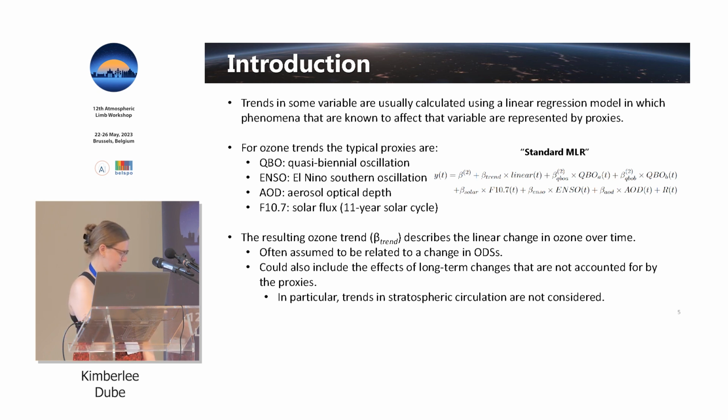And then this, beta linear, the coefficient on the linear trend, is what we're trying to solve for. That's what we call the trend, and this describes the linear change in ozone over time. Typically, we assume that this is related to changes in ozone-depleting substances, but it could also include the effects of any long-term changes that are not accounted for by our proxy variables. In particular, we do not include long-term changes in the stratospheric circulation here. We are including shorter-term changes like QBO and ENSO, but nothing over decadal timescales.